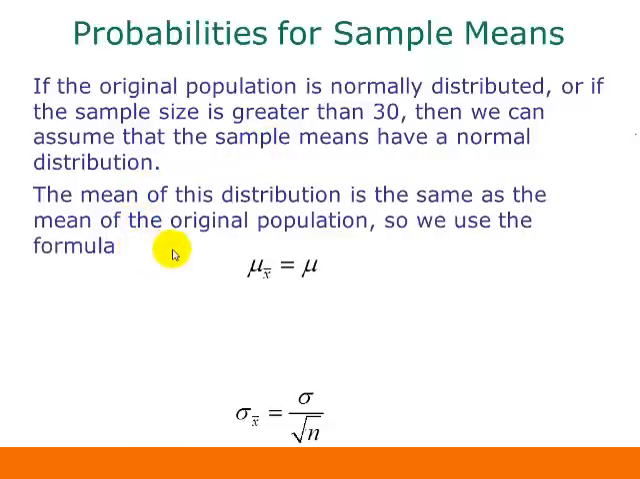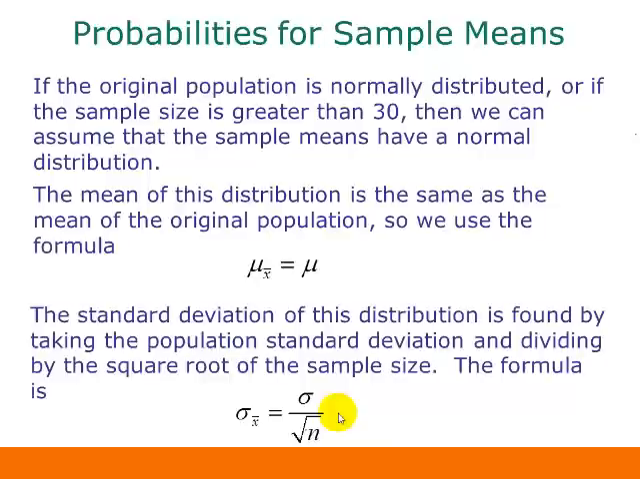The mean of this distribution is the same as the mean of the original population, so we can just use this formula. So this stands for the mean of our sample means, and this is our original population mean. So they're both the same. Then our standard deviation is our original population standard deviation divided by the square root of the sample size. So here's what our formula looks like.